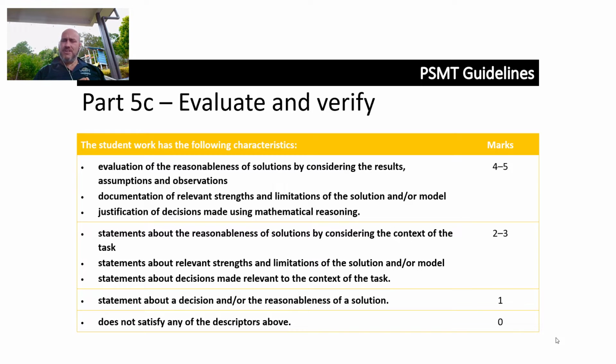Documentation of relevant strengths and limitations. We've spoken about documentation. And then statements about relevant strengths and limitations. So there we are again. And justifications of decisions made using mathematical reasoning, or statements about decisions made. So there's a difference in language there, as you can see. And of course, that one criteria is just a statement about a decision and or a statement about the reasonableness of a solution.